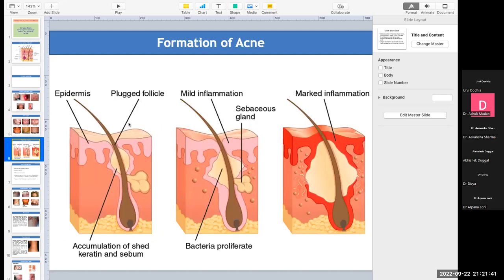Now, this, as I already told you, is the acne pathology. In acne pathology, basically there's an accumulation of shed keratin in sebum, and that creates a little inflammation, and that inflammation can lead to surrounding skin infection and can lead to the pimples, or the acne, we call it.